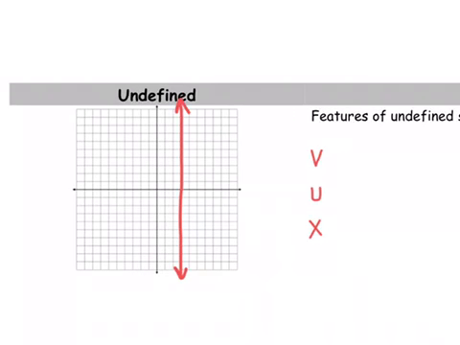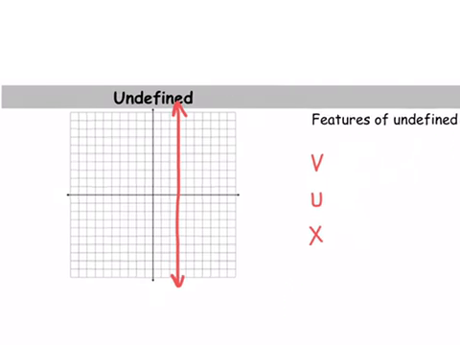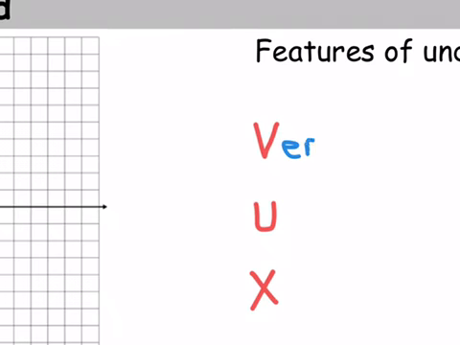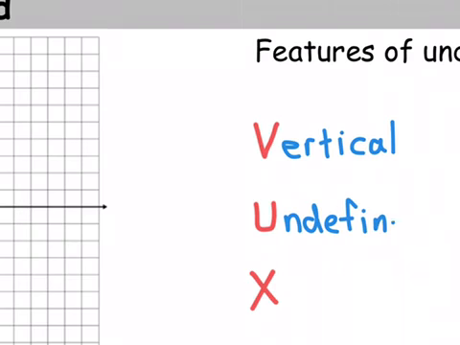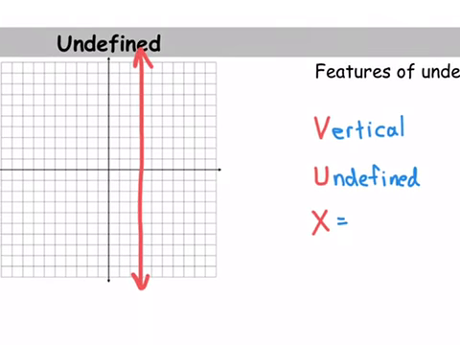When our slope is undefined, what we're really looking at is a vertical line, and we have the other part of the acronym, VUX, to describe that. There's a graph of our vertical line, and we'll talk about what VUX means. The first letter, V, stands for a vertical line. The U, again, describes the slope, undefined. And the X refers to the equation of a vertical line, which has an equation where X equals some number.